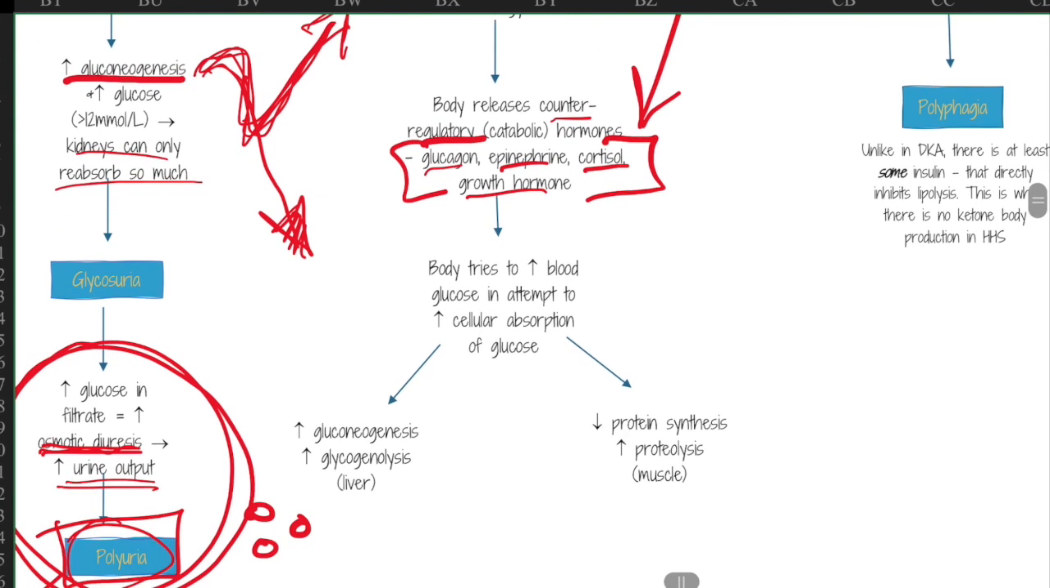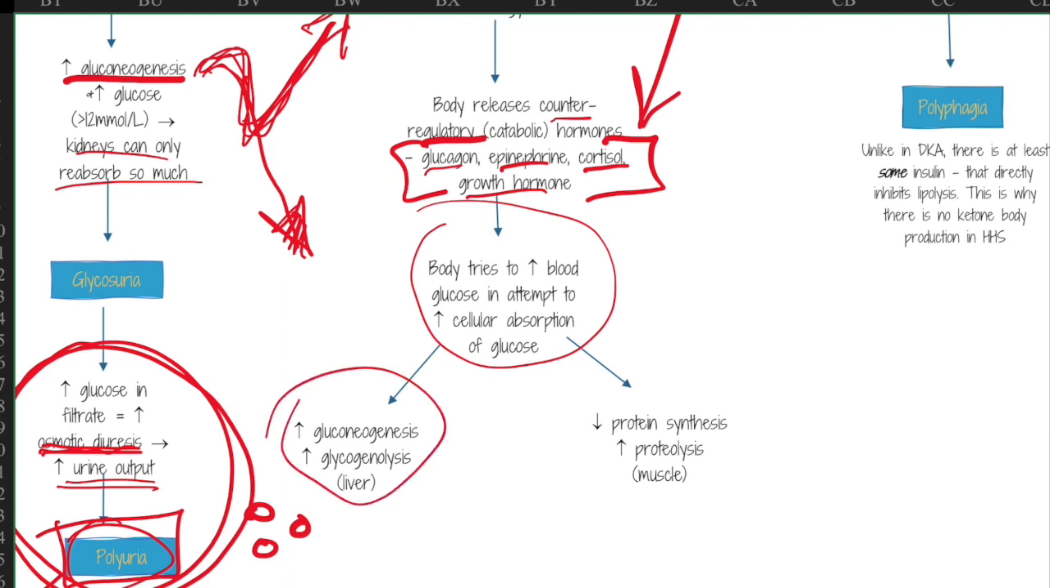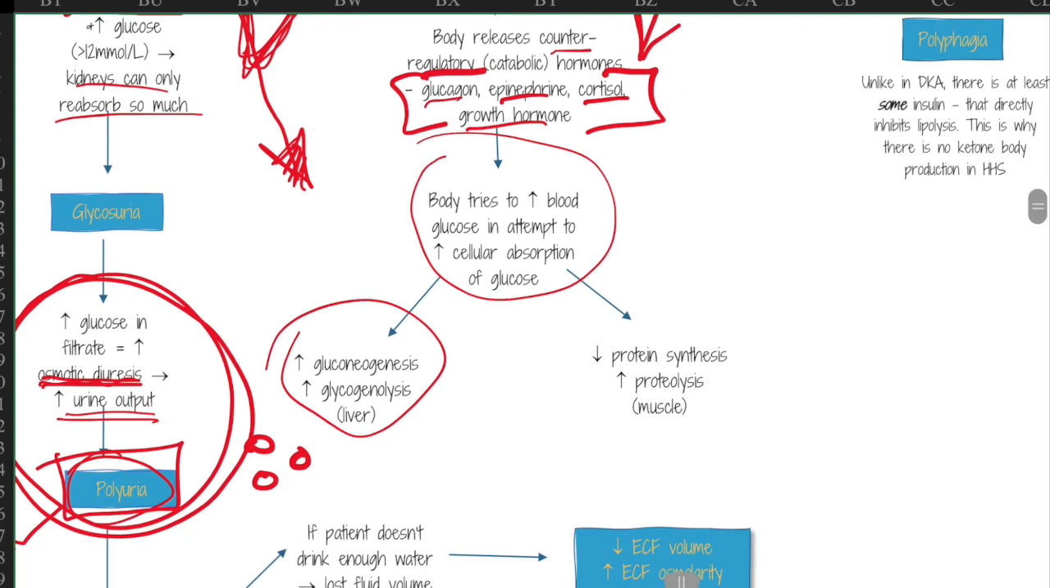So how is it going to do that? If you look back, it's going to do it through glycogenolysis, which is breaking up glycogen in the liver and sending it back out into the blood system. It's going to create new glucose in the liver as well. And so the body tries to increase blood glucose in an attempt to increase the cellular absorption of that glucose right here. So what happens, again, an increase in gluconeogenesis and glycogenolysis, and a decrease in protein synthesis.